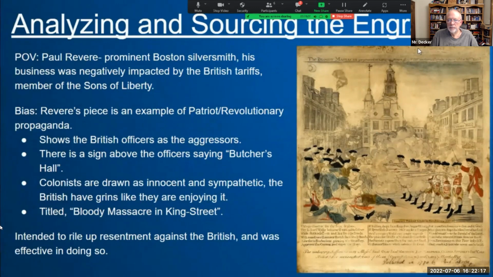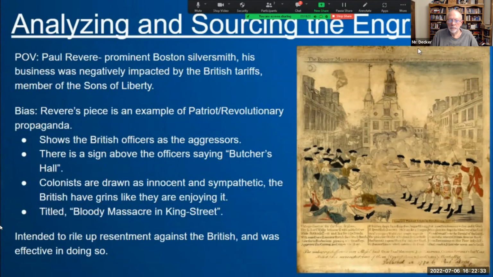One thing to think about is how a loyalist might portray the incident. I'm sure it would have a different title for starters, maybe something along the lines of A Drunken Mob on King Street. Okay, so we know this engraving was intended to rile up resentment against the British, and it was very effective in doing so.